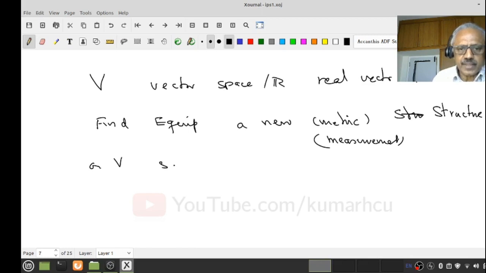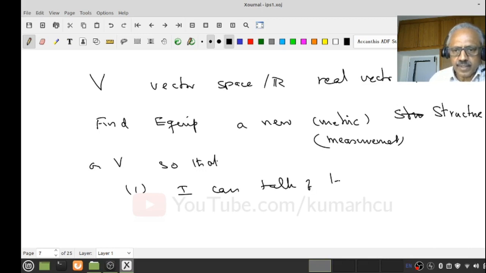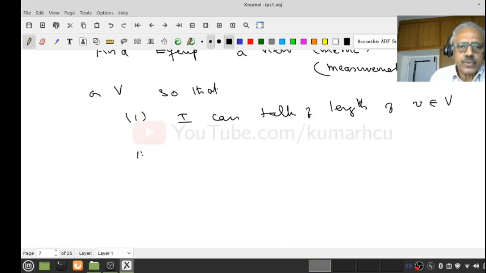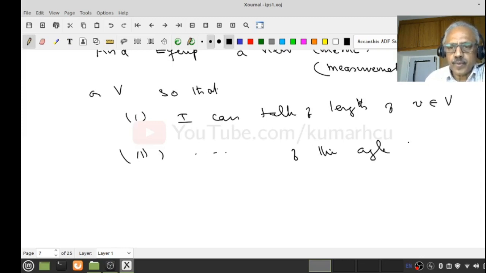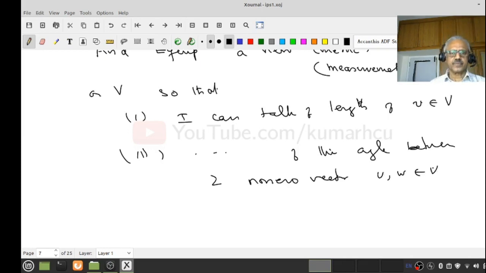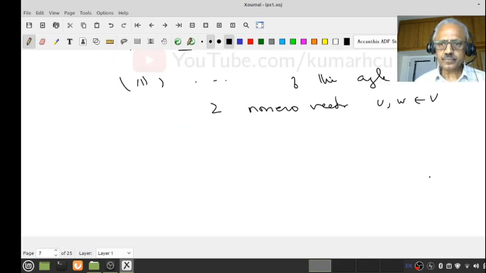A metric structure on V, so that one, I can talk of the length of a vector v in V, and two, I can talk of the angle between two non-zero vectors v and w in V. This is what we want to do.